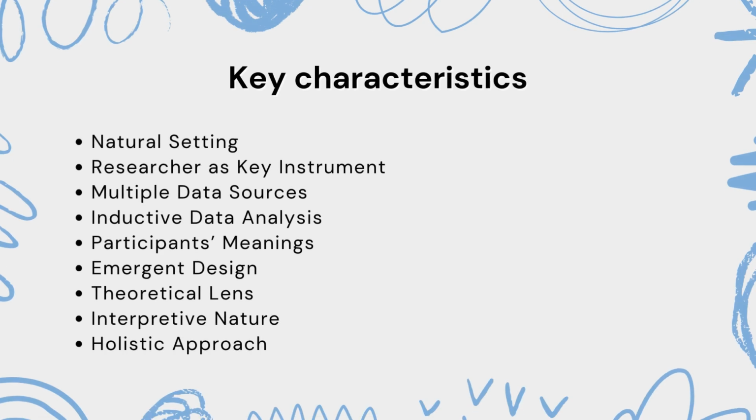Some key characteristics of qualitative research include data collection in natural settings, the researcher acting as the key instrument, and the use of multiple data sources. Other characteristics include inductive data analysis, a focus on participants' meaning, and the emergent design. Qualitative research also often incorporates a theoretical lens, has an interpretive nature, and uses a holistic approach.